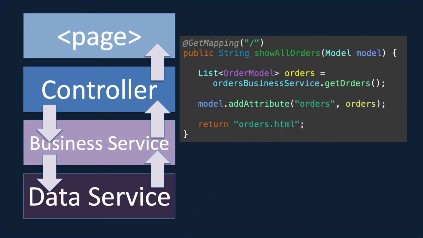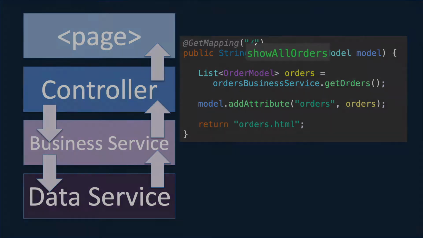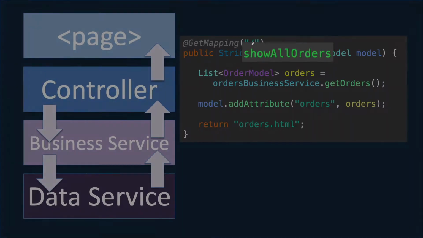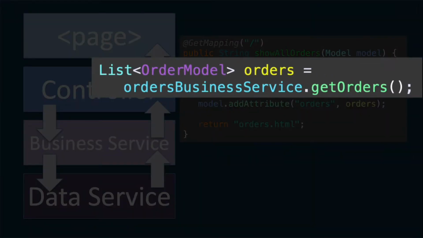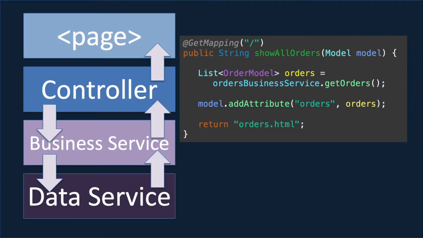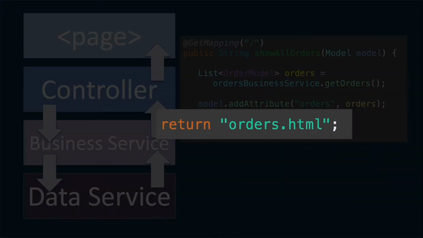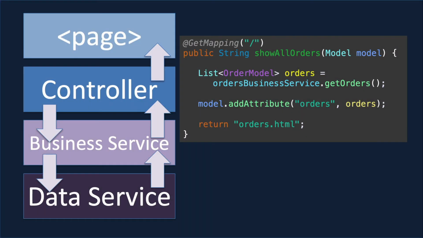So here's an example of a controller that has a service. You can see that we're trying to show all orders, and we are going to rely on the order business service to do that. There's a method in that class called getOrders. Then we pass along the orders into a model, and then we pass the model off onto a template, and then the user gets to see all of the orders in our plan.